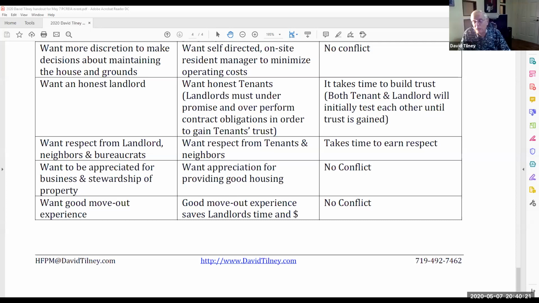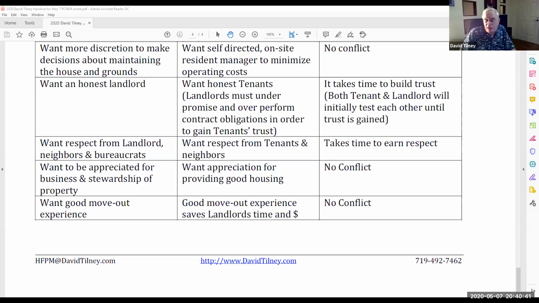They want an honest landlord. Well, I want honest tenants. The problem is that most tenants have had a bad experience with a landlord, myself included. And so tenants are untrusting initially. So how are you going to gain that trust? It is going to take time. You really have to work on breaking down that barrier.